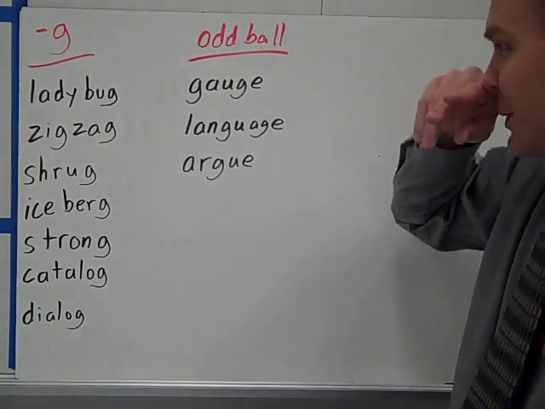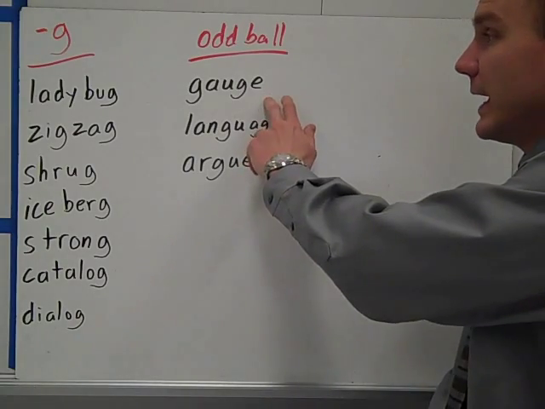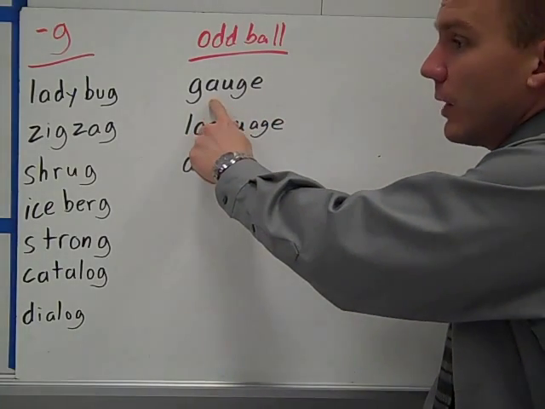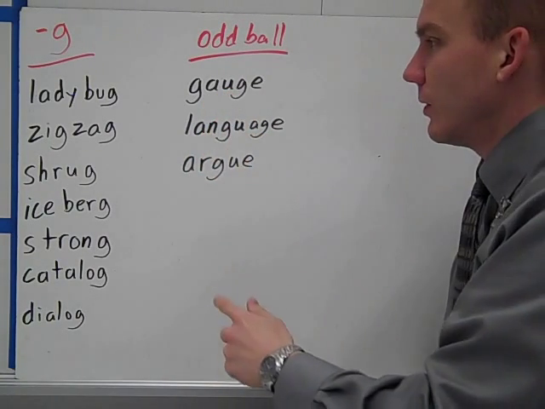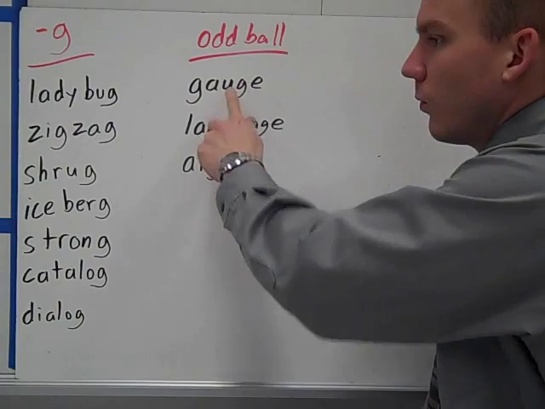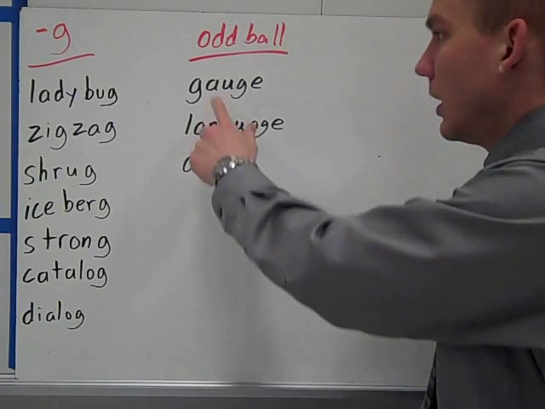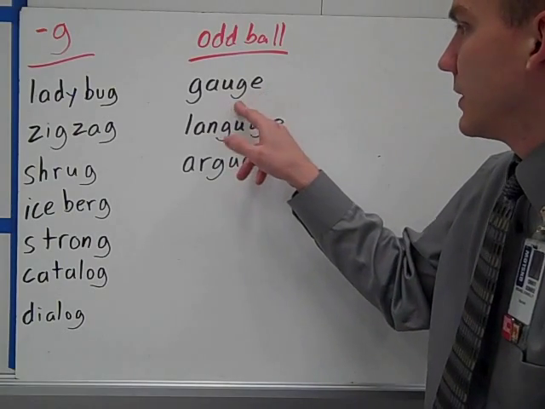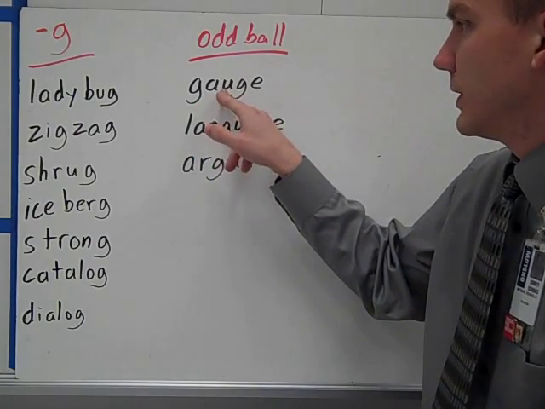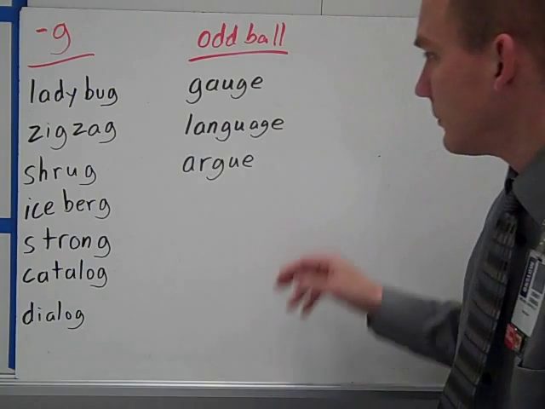Here are some oddballs. I'll explain each one. You have gauge, where you have the hard G, and it kind of has that silent U though, but we're not really sure why it has that silent U. Gauge. This should be a soft G, this should be a hard G, and the U is just kind of there.